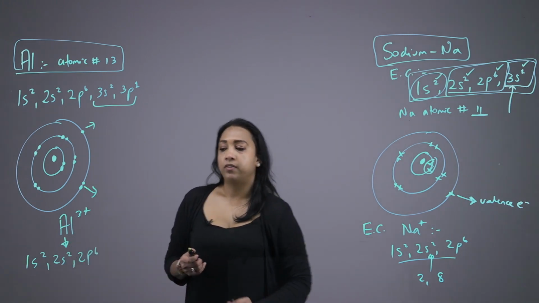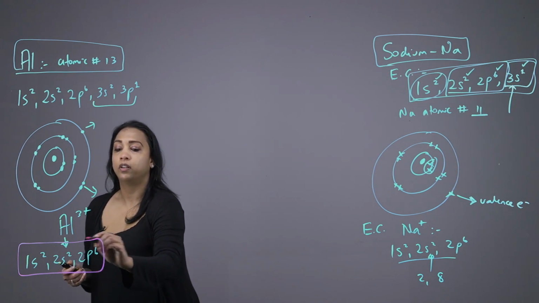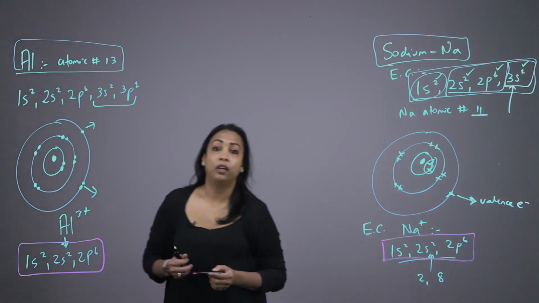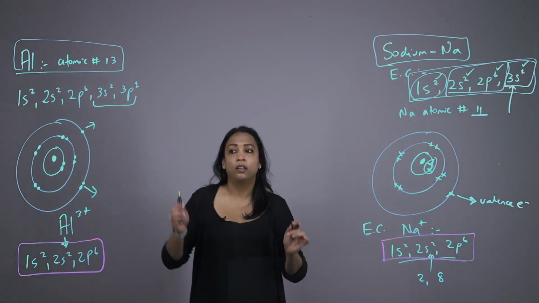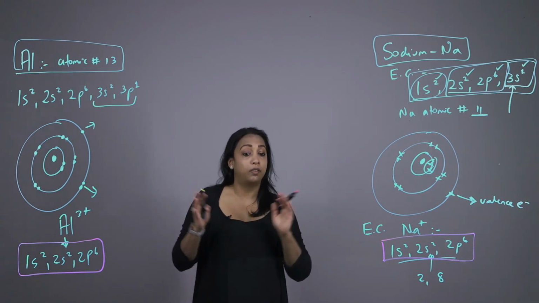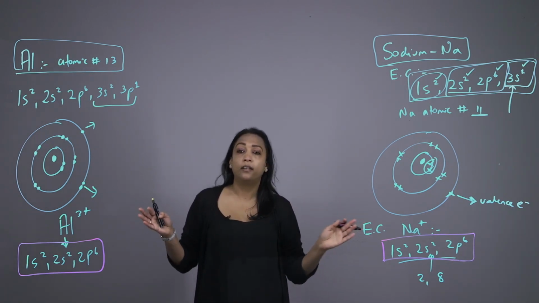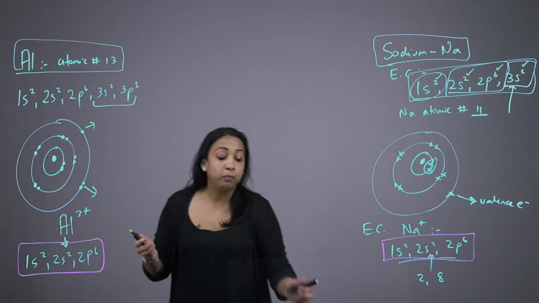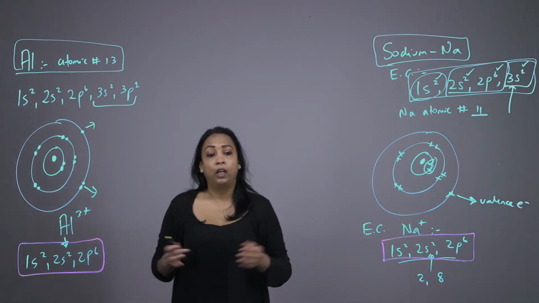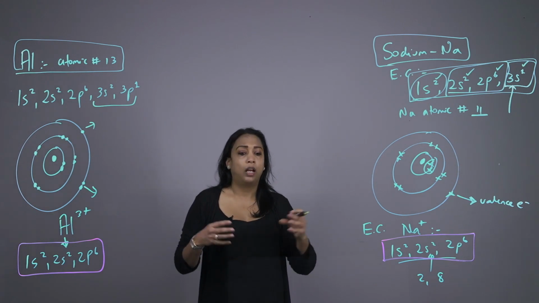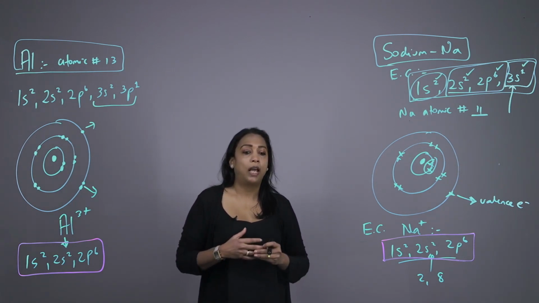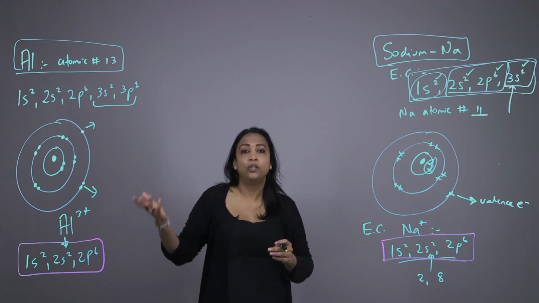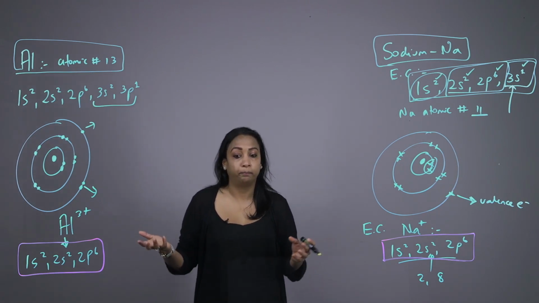Now let's look at something very interesting. The electronic configuration of aluminium 3+ is exactly the same as the electronic configuration of Na+. Now that does not mean that aluminium 3+ and Na+ are the same species. They have completely different mass numbers and they are completely different ions. Okay? The human body needs sodium, for example, to conduct nerve impulses, contract and relax muscles, and to maintain the proper balance of water and minerals. And there is no known physiological use for aluminium.